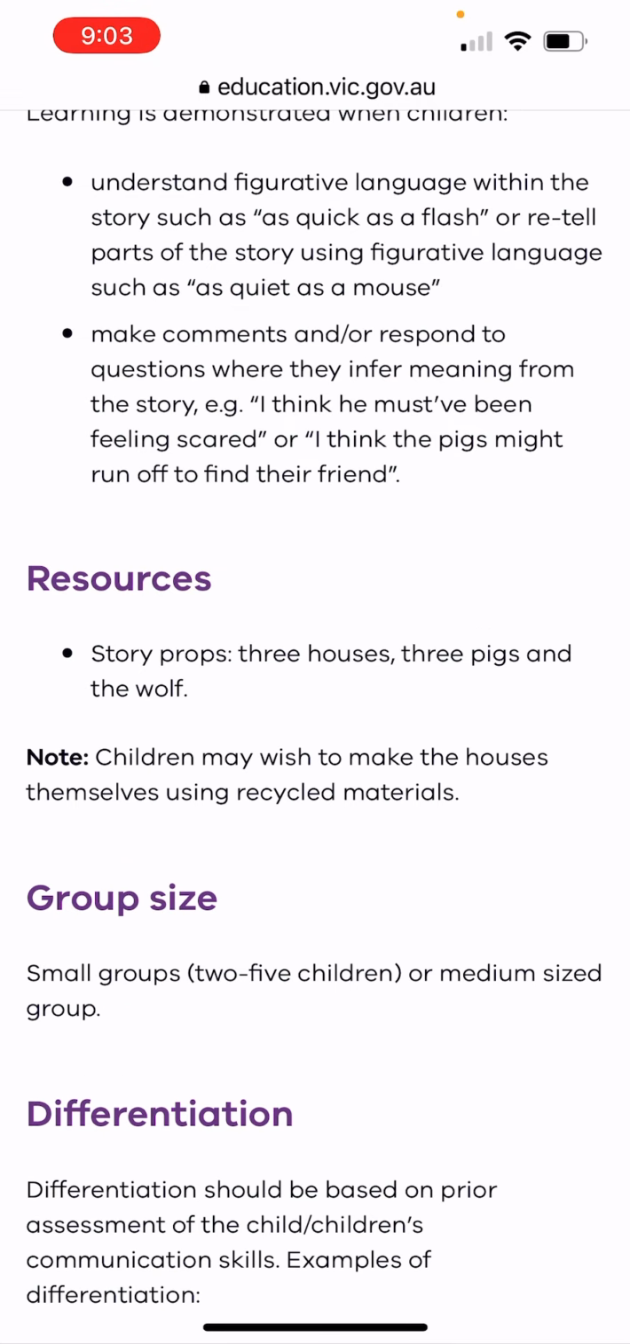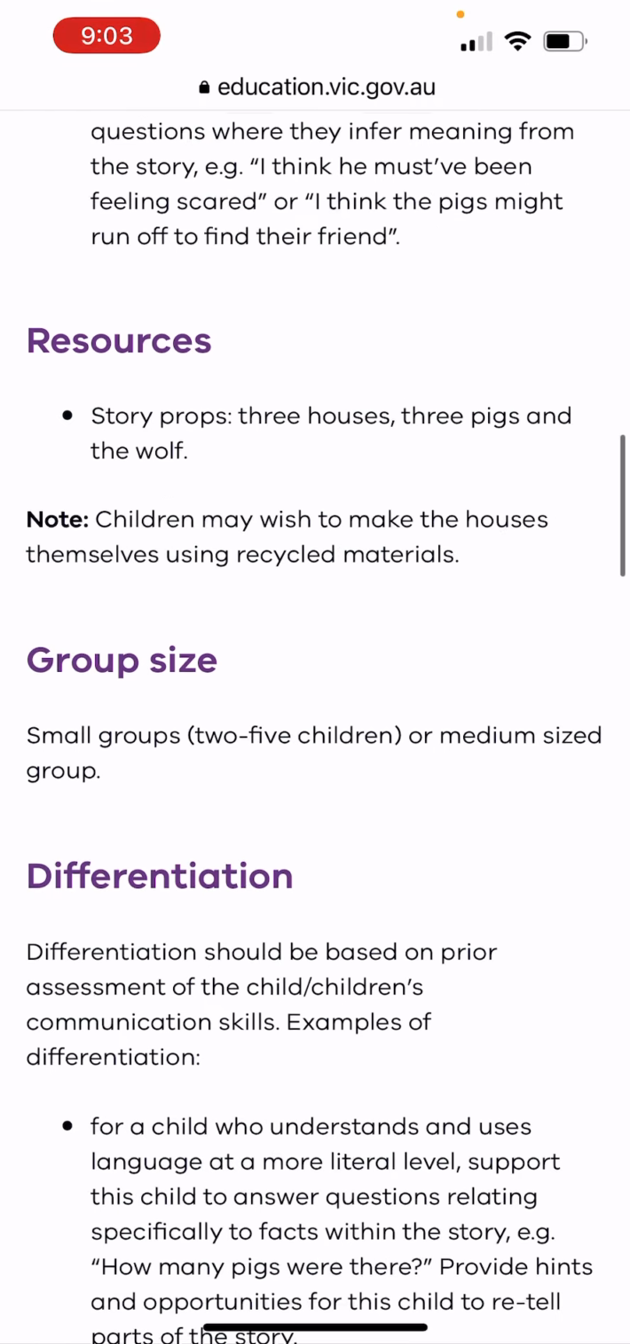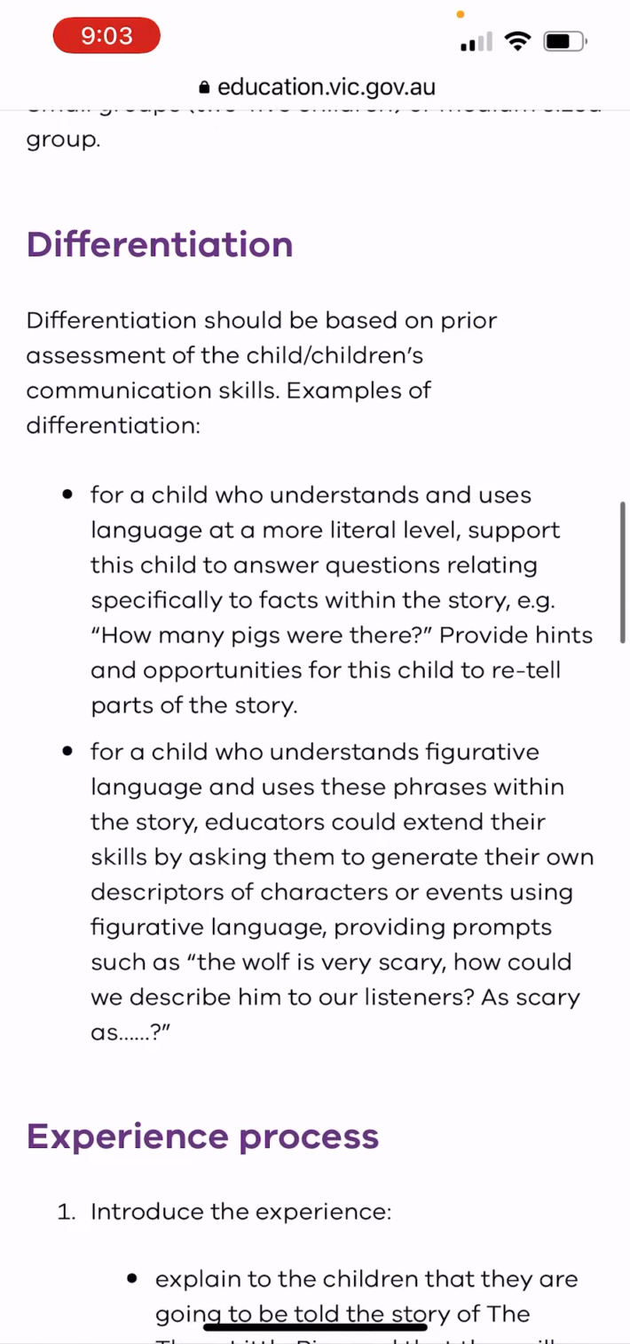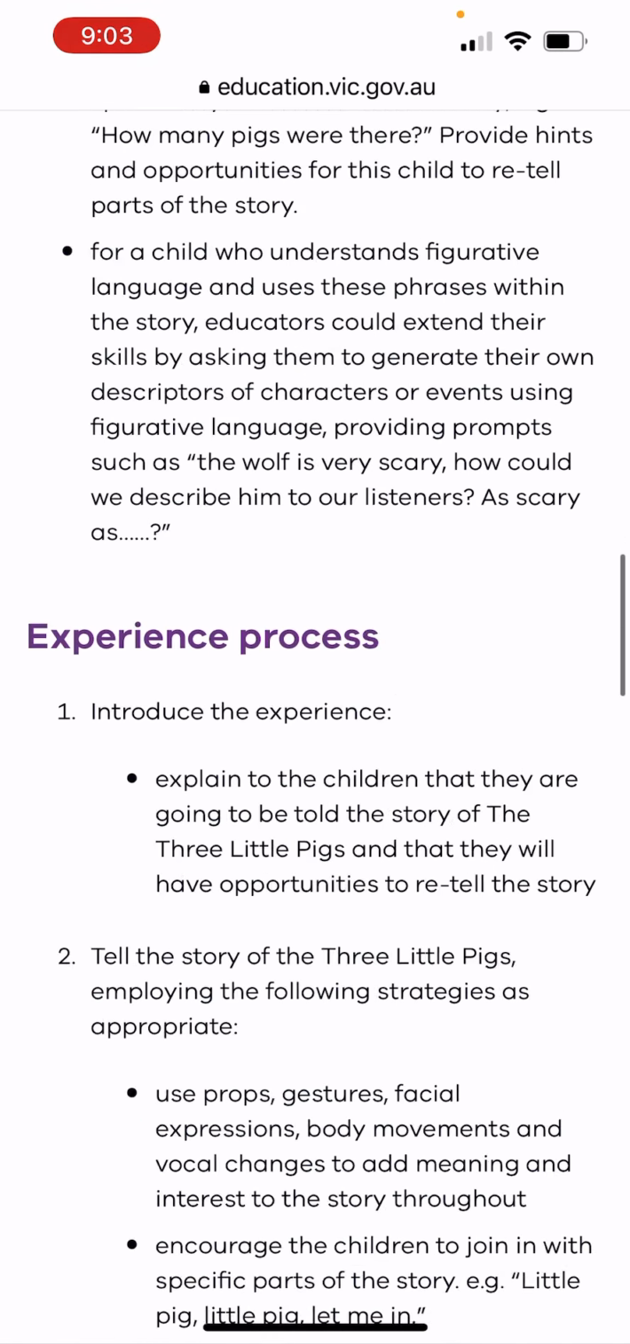Also, when you're planning the experience, you need to describe resources. And here you go: story props, 3 houses, 3 pigs, and the wolf. You can watch my video on 3 Little Pigs. I have some nice resources you can set up easily as well. So here you can see how you're going to differentiate, adjusting it to children's skills, which is also nice to see.